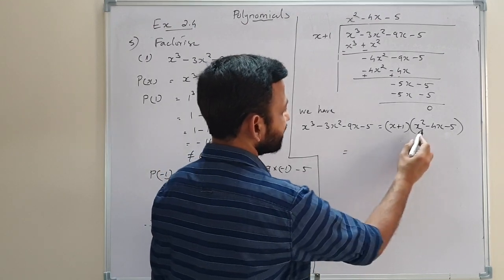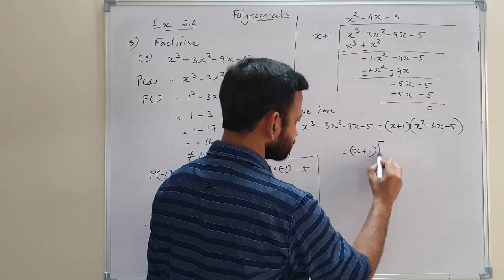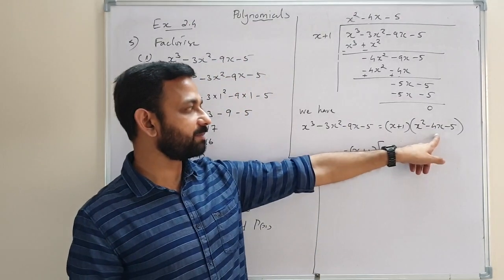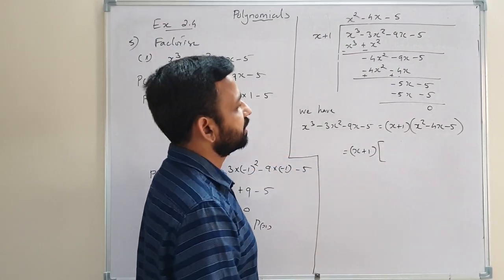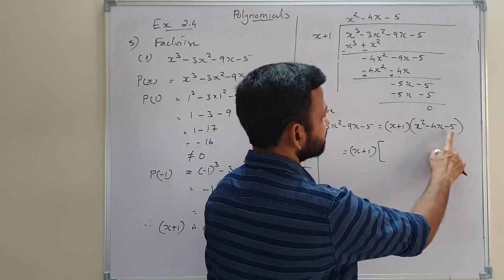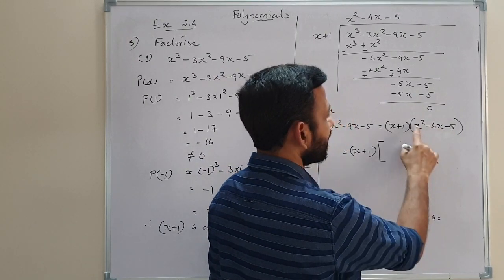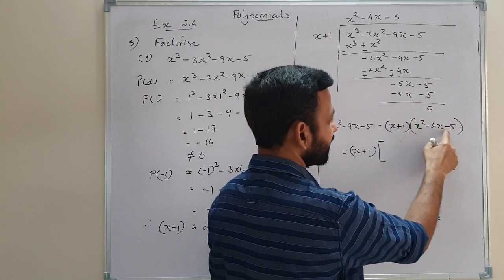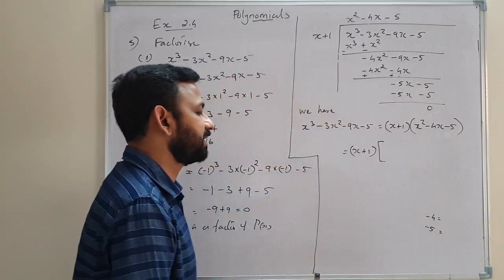So now we are going to factorize that quadratic polynomial. By splitting the middle term, we can factorize that quadratic polynomial. Again we will get 2 more factors here. So x square minus 4x minus 5, middle term minus 4, and the product of the coefficient of x square and the constant term, 1 into minus 5, that is minus 5. So we have to find 2 numbers.